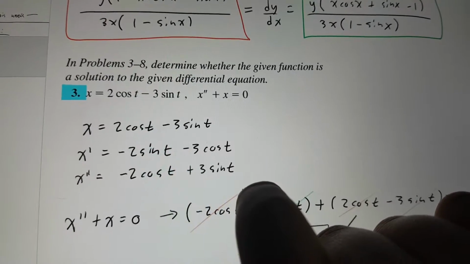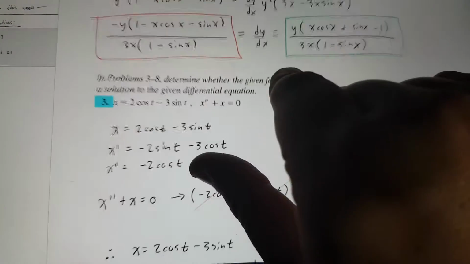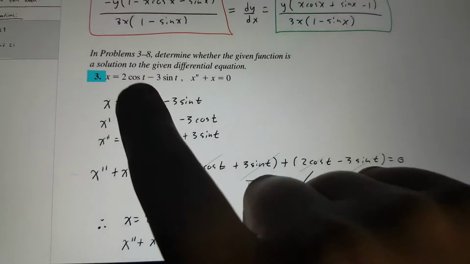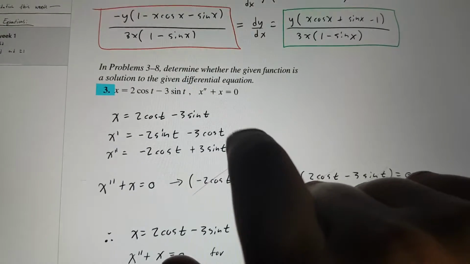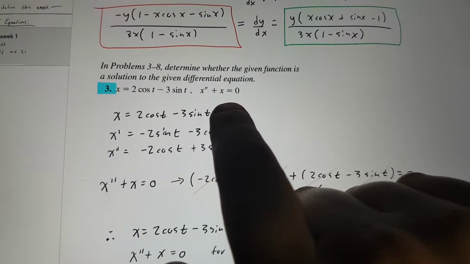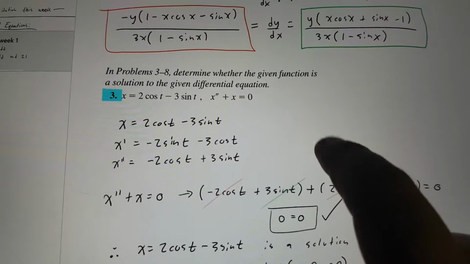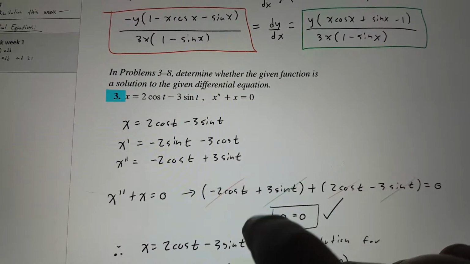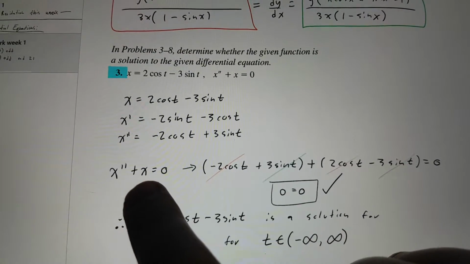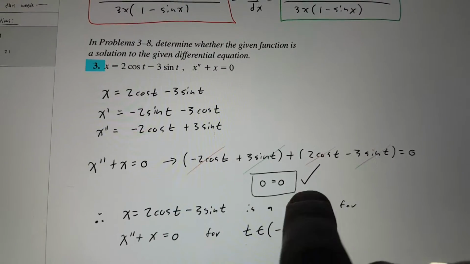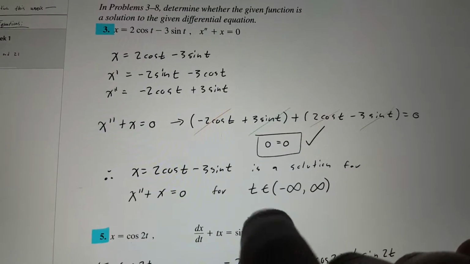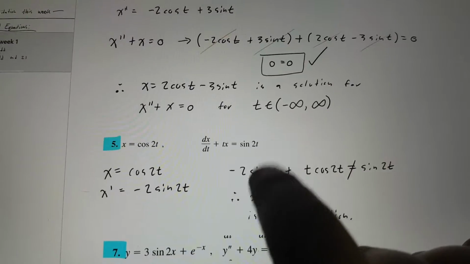Determine whether the given function is a solution to the partial differential equation. So we got that, and we also have x double prime plus x equals 0. So we said that x is this. Let's find x double prime, so we get that. So x double prime plus x equals 0. Well, 0 equals 0, so this one is a solution for this one.